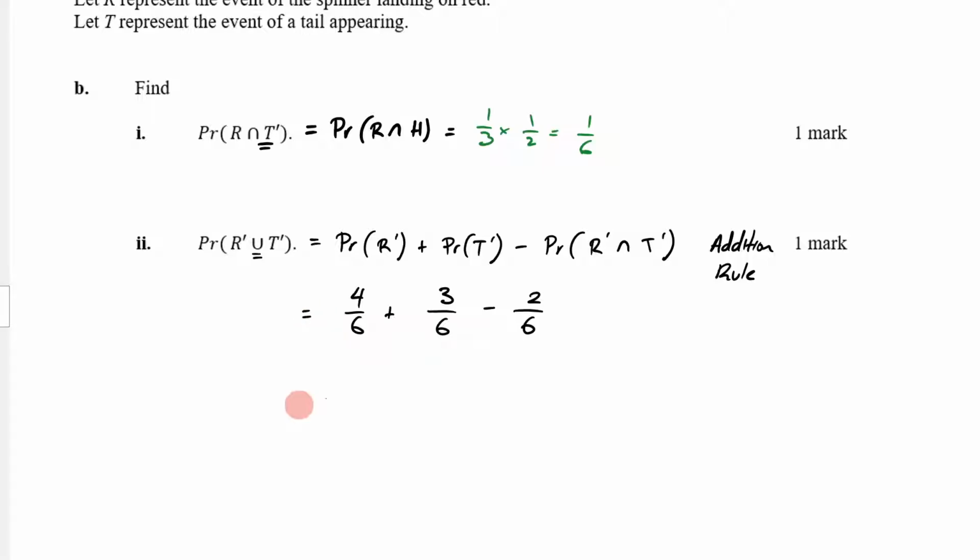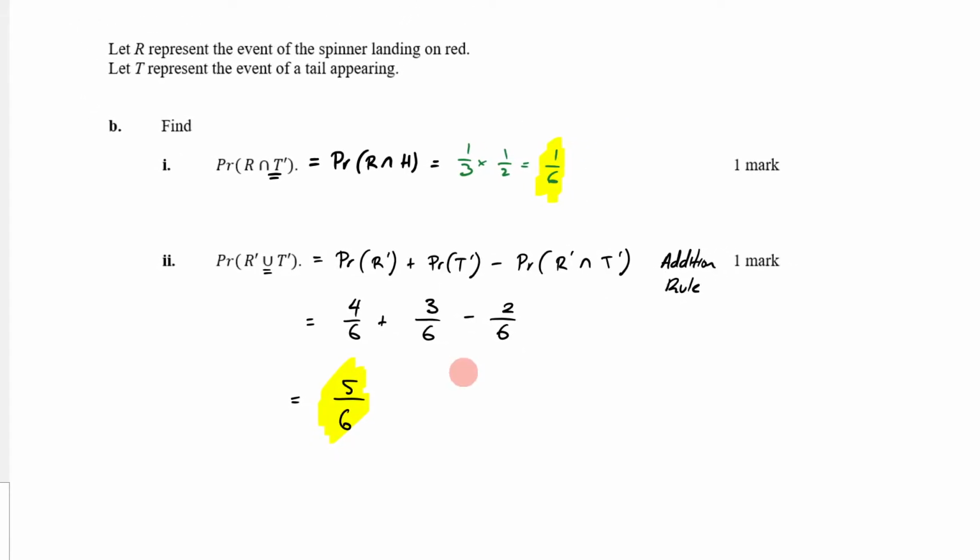Okay, then once we're here, it's just a matter of adding. All right, let's not make any silly mistakes here. Silly mistakes are my kryptonite. 4 plus 3 is going to be 7. 7 minus 2 is going to be 5. So it will be 5 on 6. And just like that, that's our answer. So hopefully you were successful with this question. There's our answer there. I'll see you in the next one.